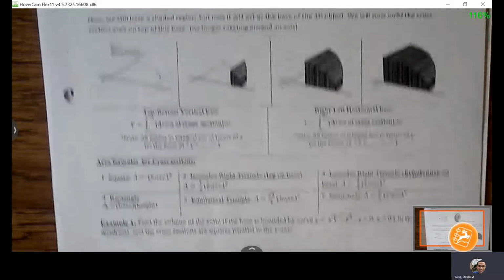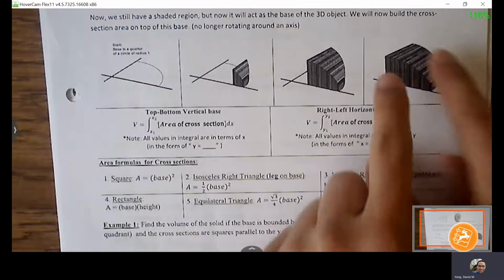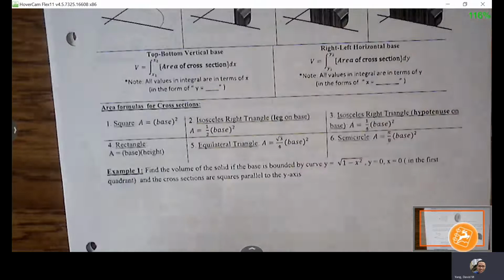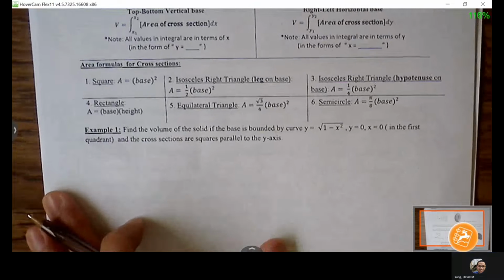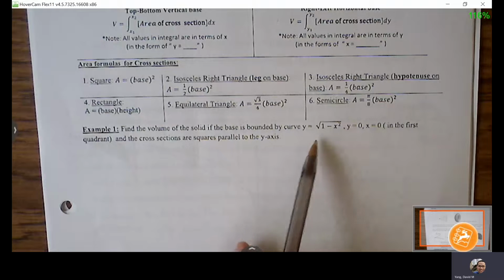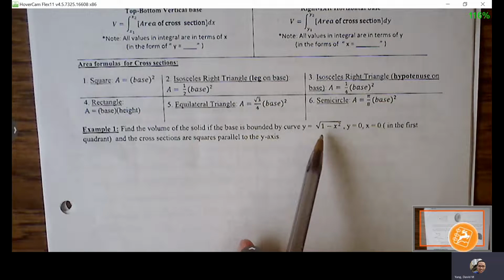Okay, so let's start with example 1. For example 1, we're going to find the volume of this object that we see here. Okay, that's what we're going to do. So example 1 here. Find the volume of a solid if the base is bounded by the curve y equals square root of 1 minus x squared. That's going to be the quarter circle.